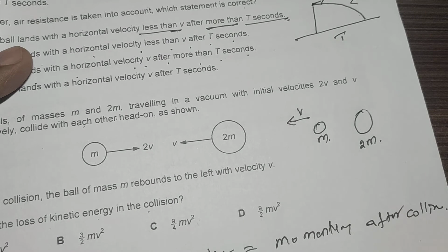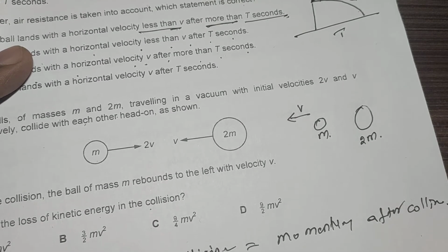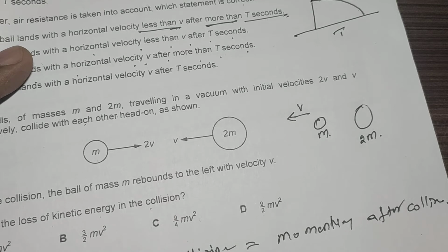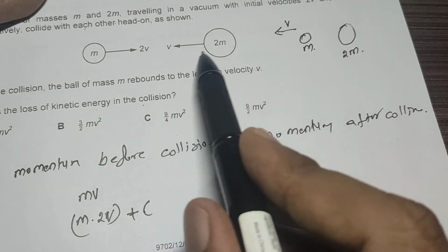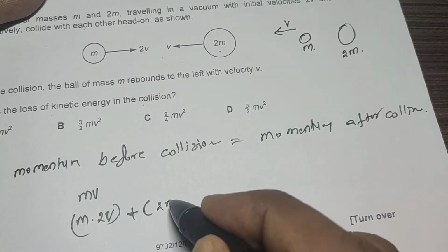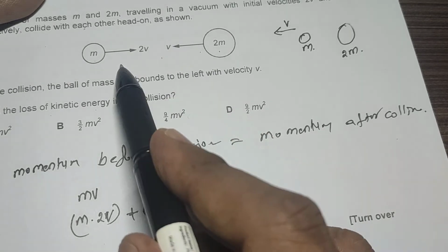So the momentum is mass times velocity. So the mass of the ball is m and the velocity of the ball is 2v. So 2mv is the momentum of the first object only. Okay, plus momentum of the second object should also be there, right? What is the momentum of the second object? 2m times minus v. Why is it 2m times minus v? The v is in the opposite direction.